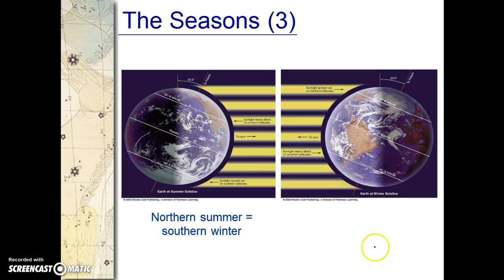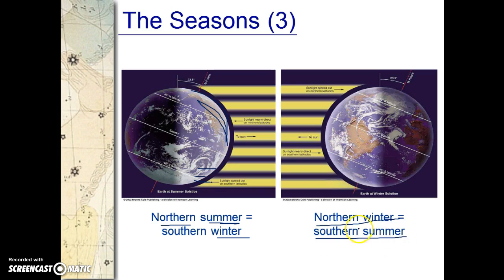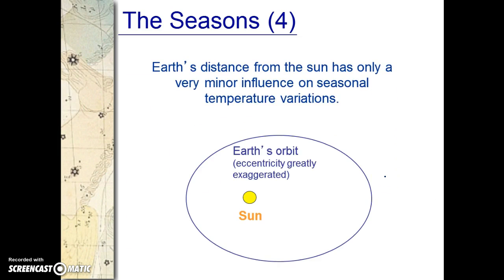Okay, here it's showing the difference between the northern and southern hemispheres. In the northern hemisphere we have summer, and in the southern hemisphere they have winter. Why? Because we get more light here, they get less light here. Okay, and in the northern hemisphere we have winter when there's less light here, and summer when there's more light here. All right, and then the Earth's distance from the sun has only a minor influence on seasonal temperature variations. Honestly, it doesn't play that big of a role.